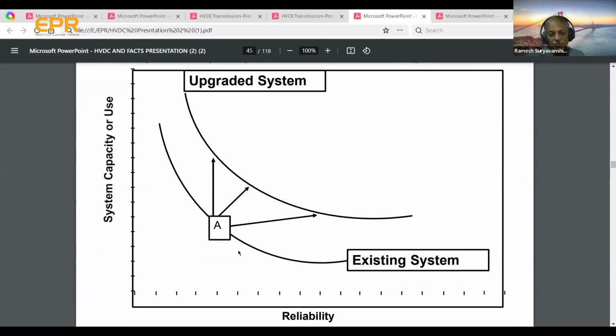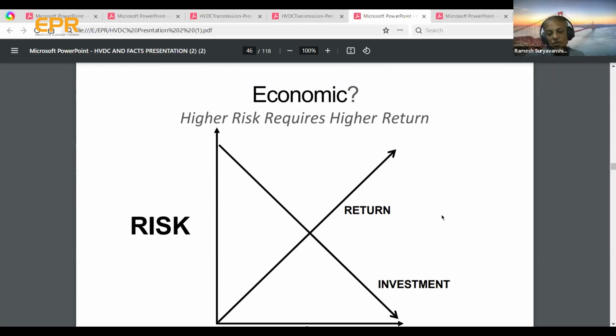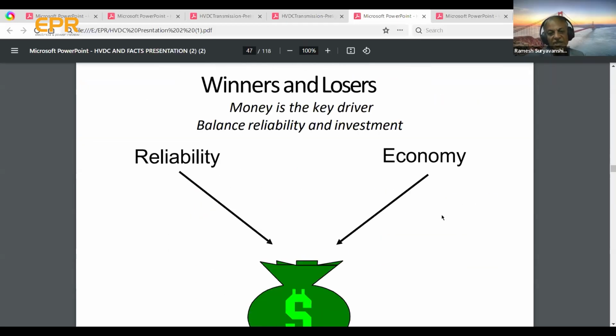Now, if you want to upgrade the existing system to this upper capacity, the reliability has to increase, and the synchronous capacity, the system capacity, has to increase. Now, the economics: this high risk involves a lot of investment, and the return is also high. You have to calculate that in the feasibility.